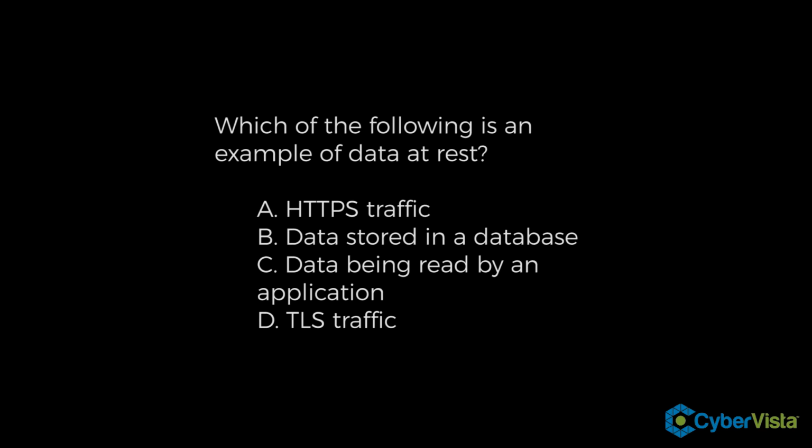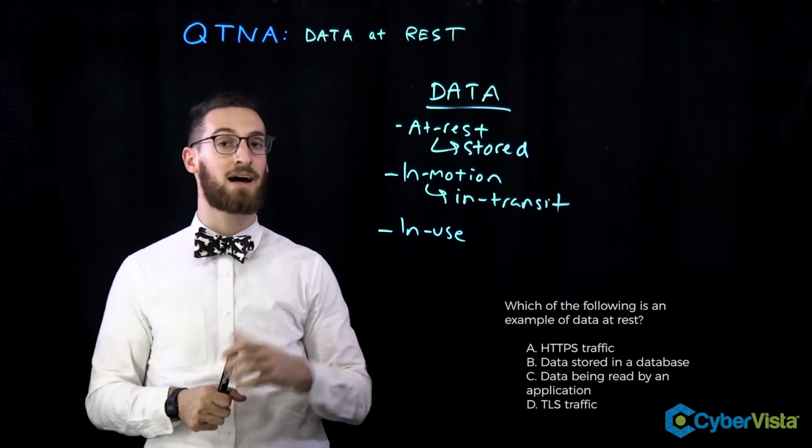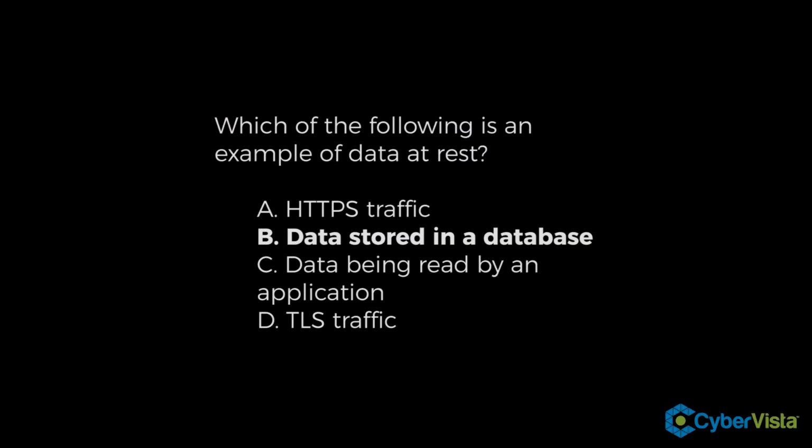And finally, we have TLS traffic. TLS, remember, is a way to encrypt what? Data in transit. So definitely not data at rest. So that's why data stored in a database is actually data at rest. We're not using it, we're not sending it, we are waiting to access it when we need it.